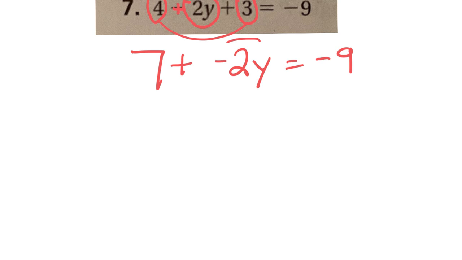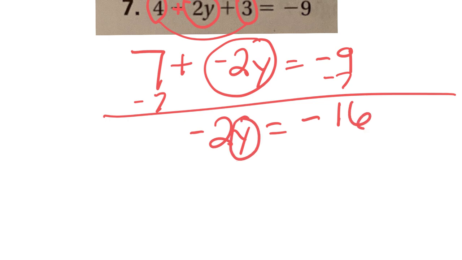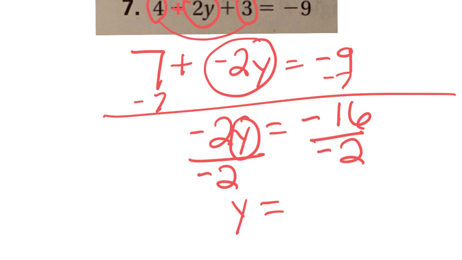Now, I have this. I want to get rid of this. Get rid of this plus 7 by minusing 7 from each side. That gets me negative 2y equals negative 16. Now I want just the y. It's being multiplied by negative 2, so I divide it by negative 2 and divide it by negative 2. That gets me y equals, a negative divided by a negative is a positive, 16 divided by 2 is 8.